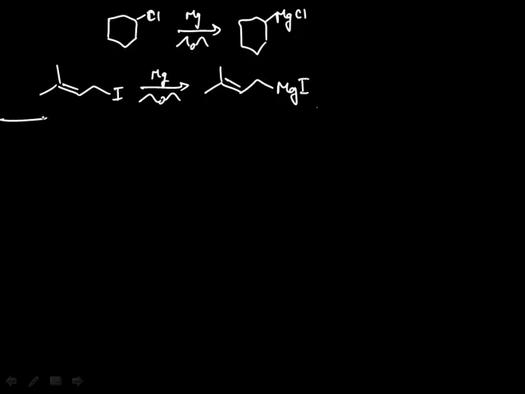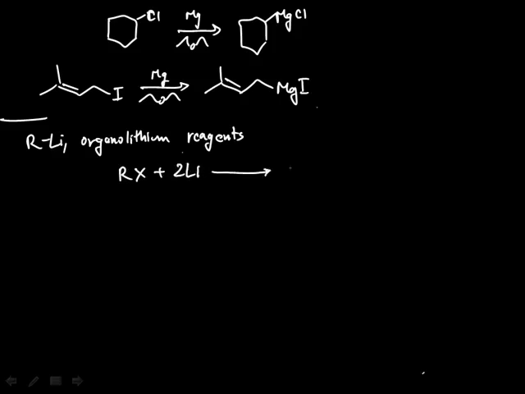Another class of organometallic compounds are alkyl-lithium compounds. And they are similarly easily made. So again, we start with RX and 2 atoms of lithium, and this gives us our RLi plus LiX. And this can be done in either ether or alkane solvents. For the reason that we'll see in the next subsection, we'll see why this cannot be done in alcohols or in acetone or similar solvent.